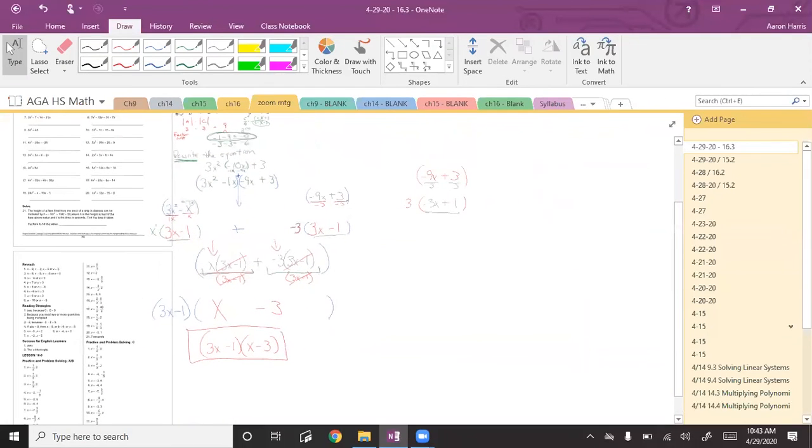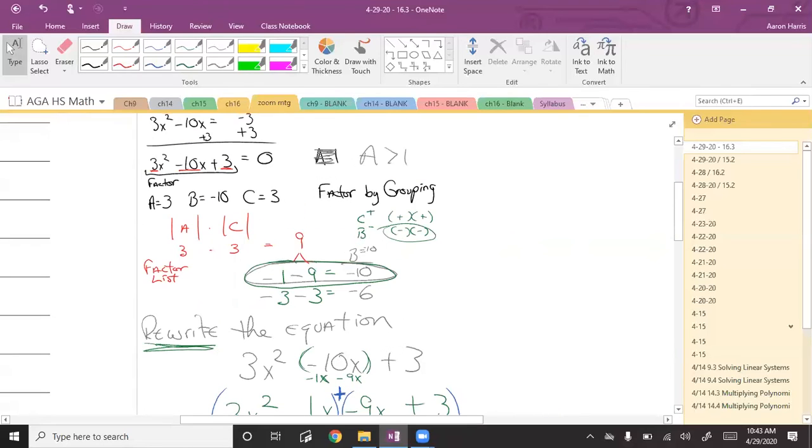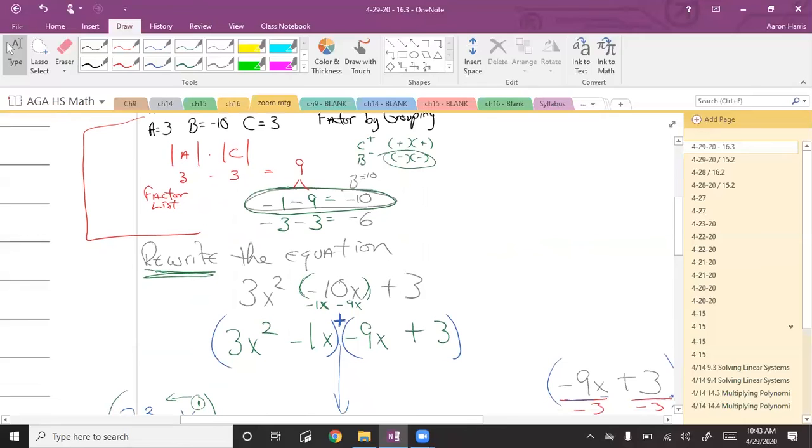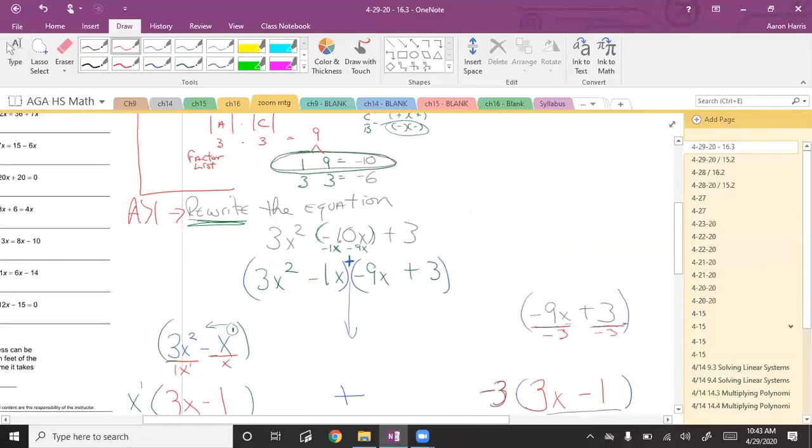So this is where we are: factor by grouping. Okay, so we started here. A was bigger than 1. We did everything like we normally do. A times C, we get the factor tree, and then we figure out the factors are going to be negative, negative. And because A is greater than 1, we have to rewrite the equation. And when we rewrite the equation, we take the factors that we said they were going to be and just rewrite it. And then we group them.